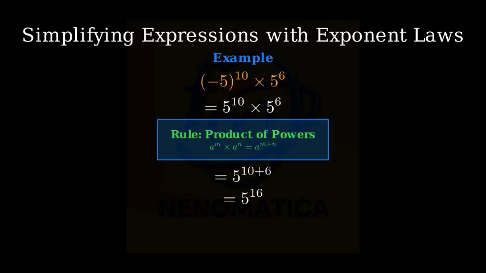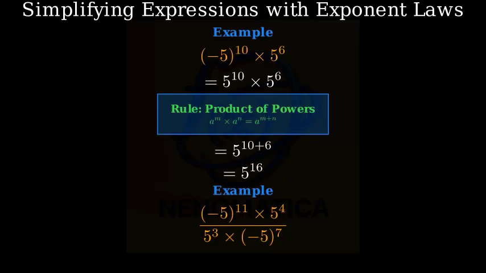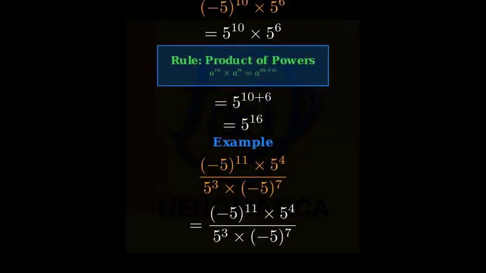Let's move on to our second example. Here we have negative 5 raised to the power of 11 times 5 raised to the power of 4, all divided by 5 raised to the power of 3 times negative 5 raised to the power of 7. Let's rewrite this expression more clearly. We have the fraction with numerator negative 5 raised to the power of 11 times 5 raised to the power of 4, and denominator 5 raised to the power of 3 times negative 5 raised to the power of 7.